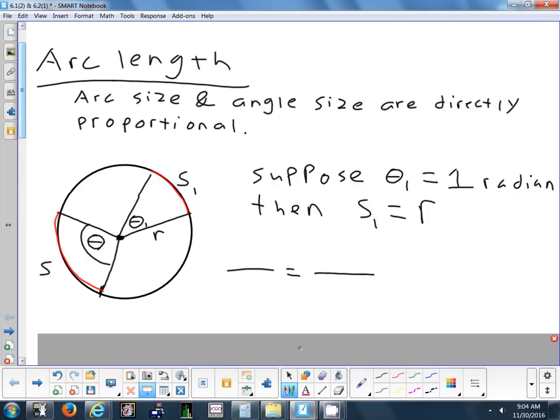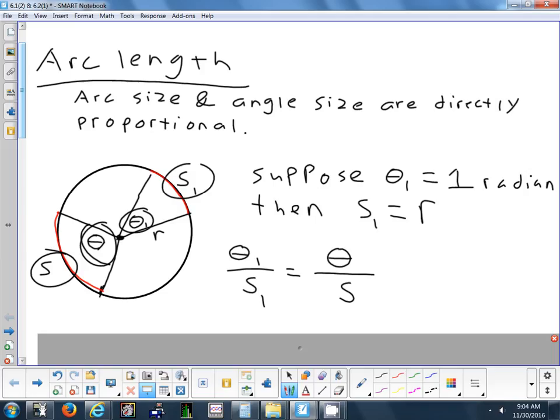Just like I did with hours and minutes. I just have to do the same thing on each side. Okay, I've got 4 things. 1, 2, 3, 4. I want to set up a proportion. So let's do theta 1 is to S1 as theta is to S.